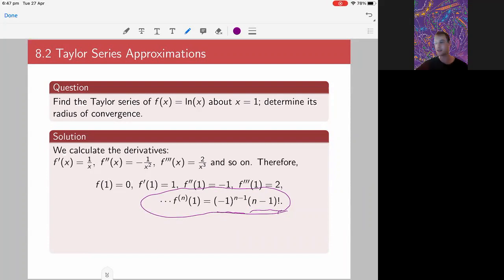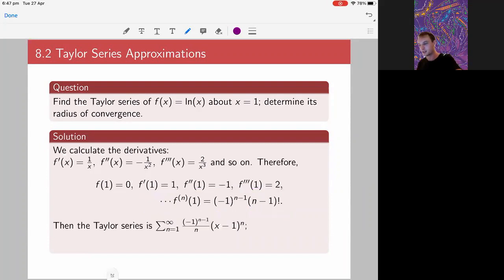But since we've evaluated that, we now know what the Taylor series is. We're summing from n equals 1 to infinity of minus 1 to the power of n minus 1 divided by n times x minus 1 to the power of n. So quick question for the audience. In the original formula for the Taylor series, I started my sequence at 0. Why have I started it at 1 here? Have I left something out? What's going on?